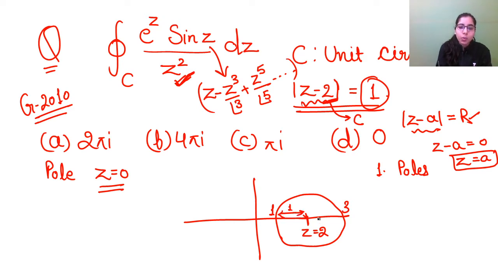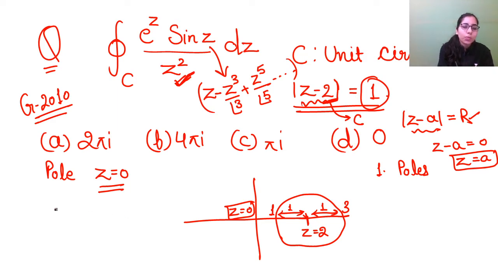Now the point is the pole which I have got. Here it does not affect anything whether it is an order 1 pole or an order 2 pole, because the pole z is equal to 0 is not existing within the contour. When the pole z is equal to 0 is not lying within the contour, what does it mean?